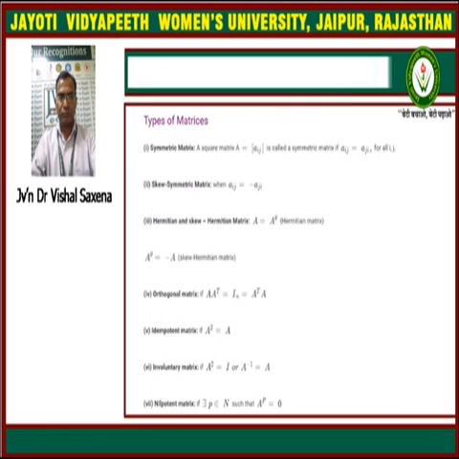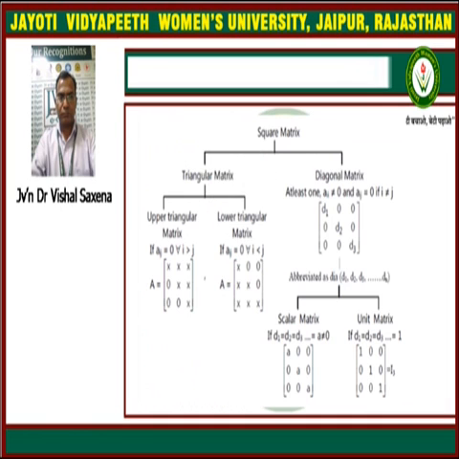And the next matrix is a nilpotent matrix. In a nilpotent matrix, A raised to the power P is equal to 0, where P belongs to the natural number set N. Now a diagram is shown to explain in a better way.